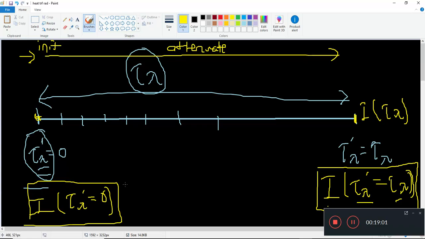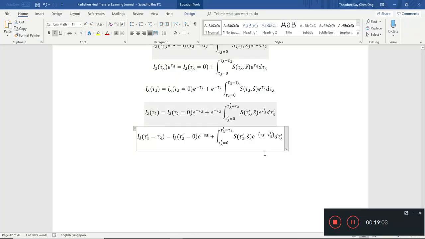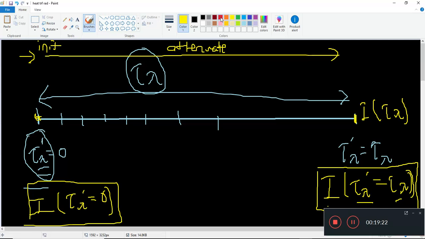However, we also need to consider the contribution of the source term. So what are the sources here? Remember, there's the in-scattering plus the emission. Collectively, they can be represented by this source term here. And that is all along this whole stretch.